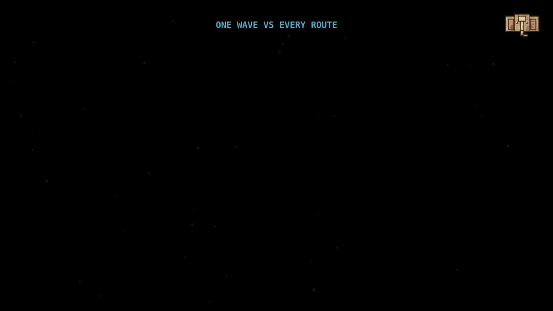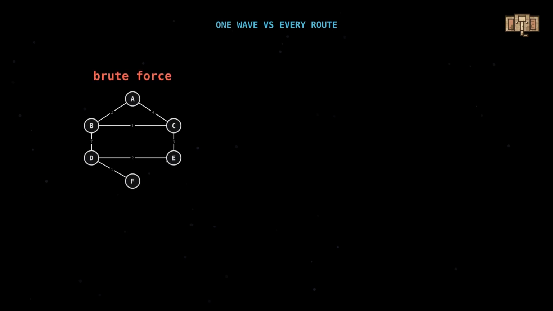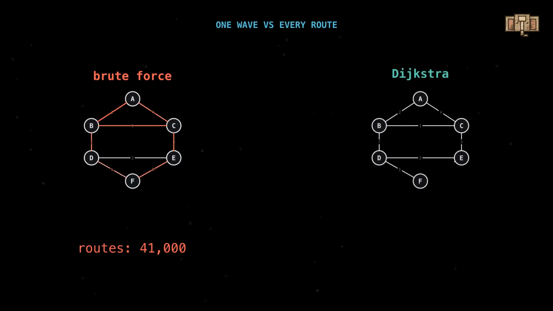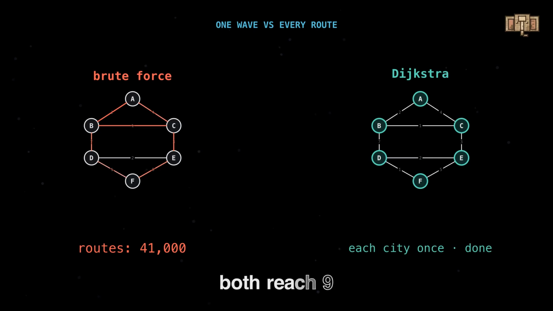Let me show you the gap. Brute force fans into every possible route. The count of paths climbs past 100, then past 1,000 with no end in sight. Dijkstra spreads as a single wave. It touches each city exactly once. And it is already done. The same answer, 9. One does endless work, the other almost none.